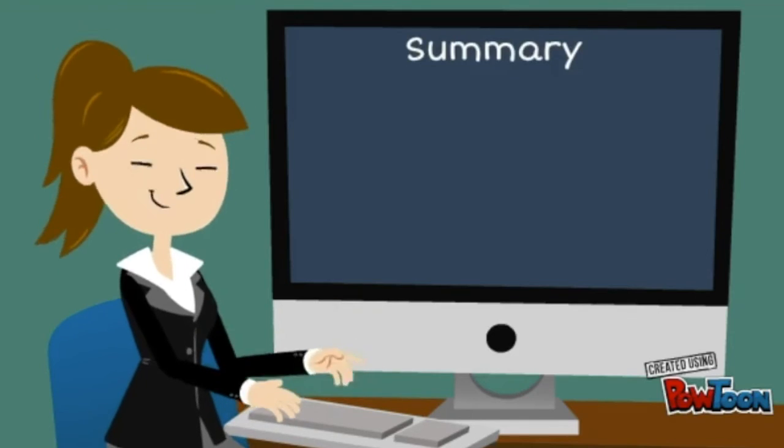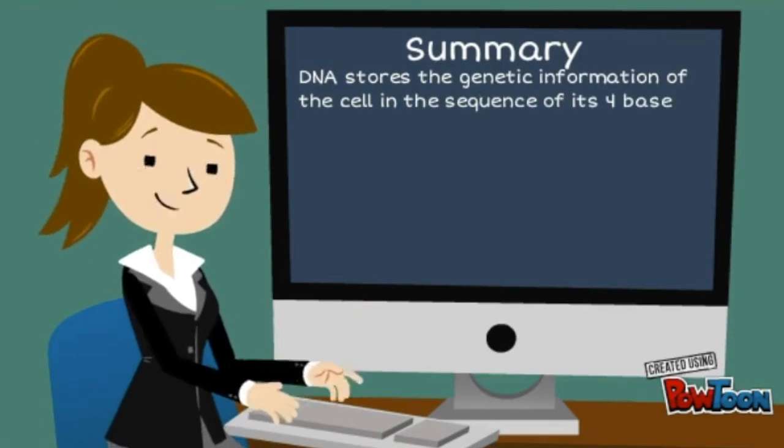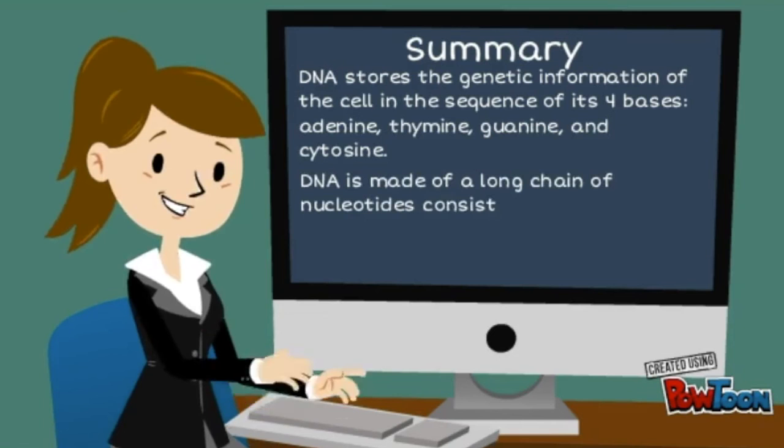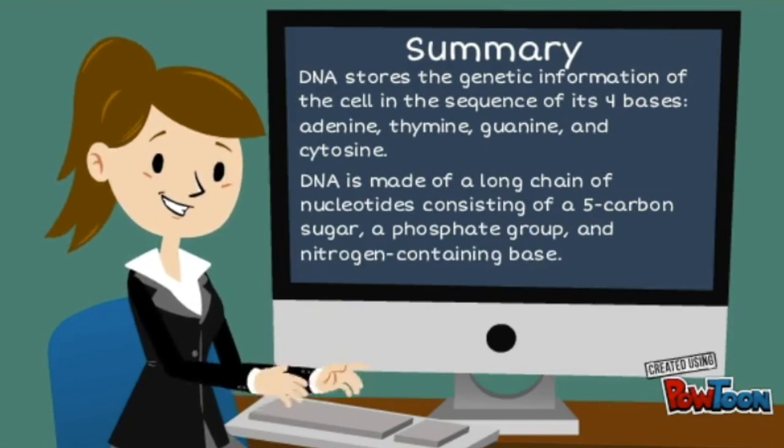Okay, let's summarize. DNA stores the genetic information of the cell in a sequence of 4 bases: adenine, thymine, guanine, and cytosine. DNA is made of a long chain of nucleotides consisting of a 5-carbon sugar, a phosphate group, and a nitrogen-containing base.